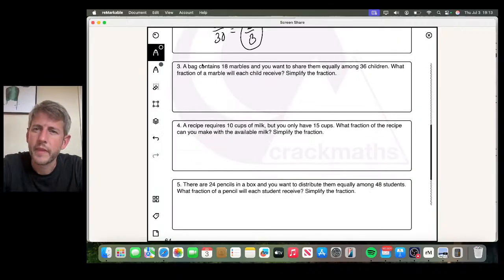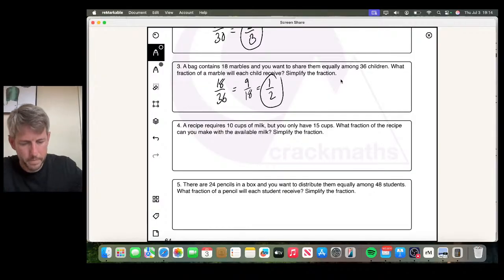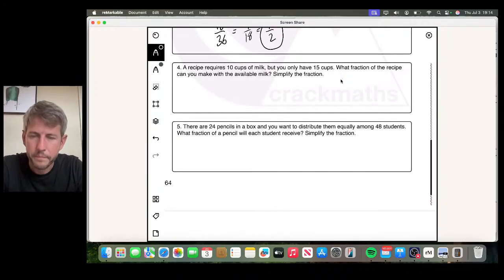Question 3. A bag contains 18 marbles and you want to share them equally among 36 children. What fraction of a marble will each child receive? So it's 18 out of 36. Okay, that's 9 out of 18, which I can see as a half. So each student will get half a marble. Right. Question 4. A recipe requires 10 cups of milk, but you only have 15 cups. What fraction of the recipe can you make with the milk available? Simplify your fraction.